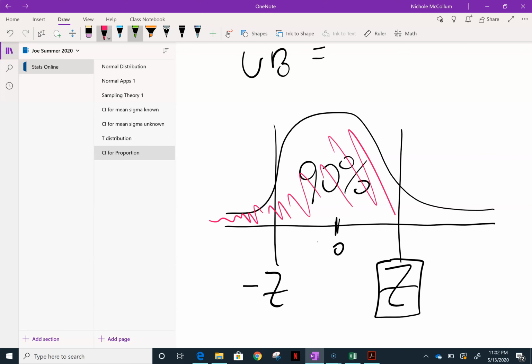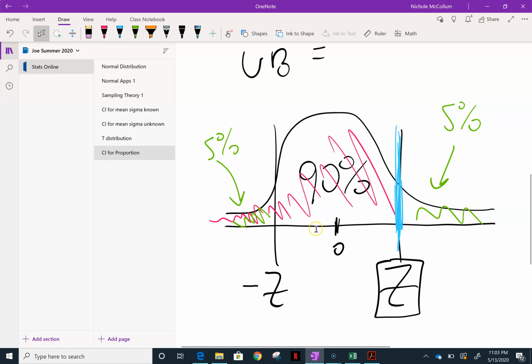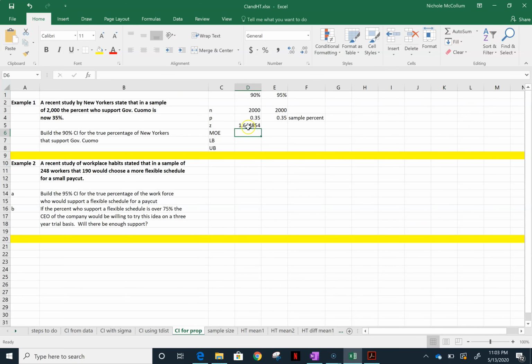Well, that whole area is not just 90. It's got a little tail here, and that green is 5%, because this green is 5%. Both greens are 5% due to symmetry. If you take the middle 90 and the two outlying 5s, you get 100% of the picture. Hence, if I'm looking for how much is below this bar, that would be 95% area. And that's why I dump that into Excel, because NORM.S.INV always wants area below.